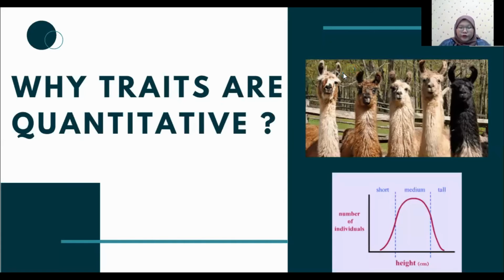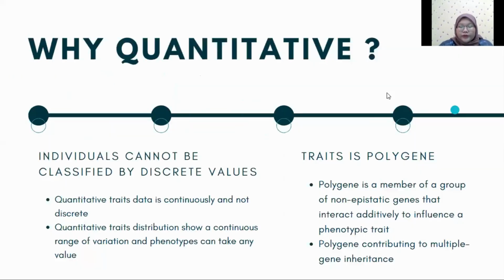Okay, I will continue to explain why traits are quantitative. Traits are quantitative because individuals cannot be classified by discrete values. Quantitative traits data is continuous and not discrete. Quantitative traits distribution shows a continuous range of variation, and phenotypes can take any value.